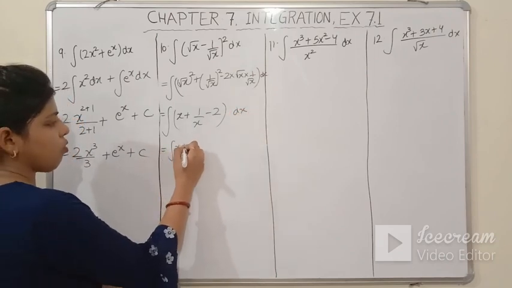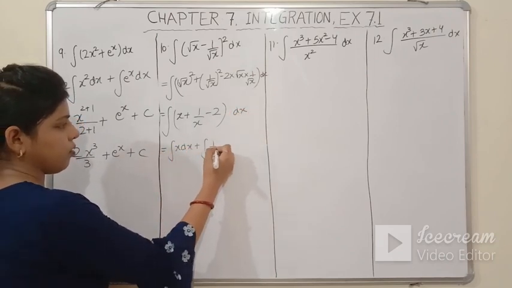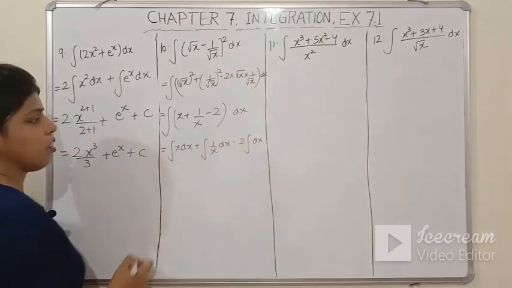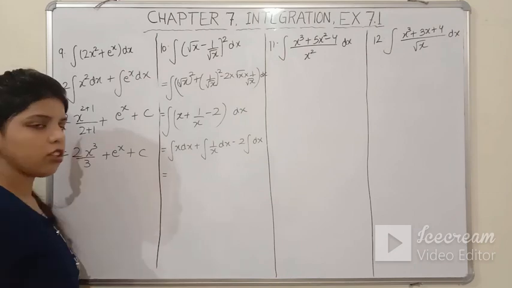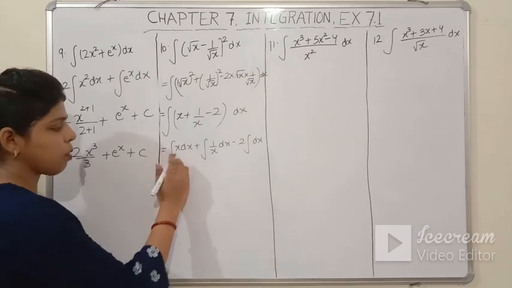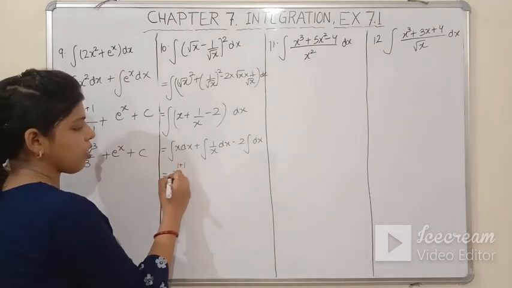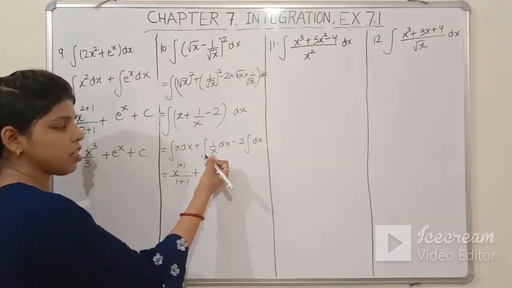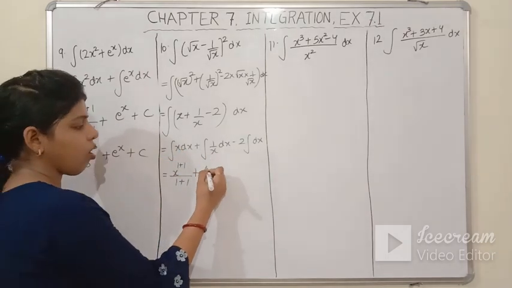Splitting the integration over each part, it is going to be this. So now using the formula of integration of x raised to power n, that is x raised to power n plus 1 upon n plus 1, that is n is here 1, plus the integration of 1 by x is log x.